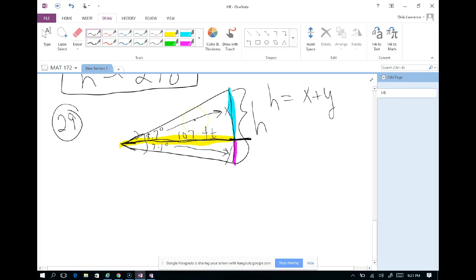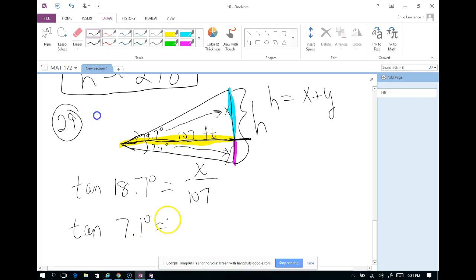So because we're working with opposite and adjacent, we're going to set up tangent. So the tangent of 18.7 degrees is opposite over adjacent. And we're going to solve that equation for x. That's going to be part of our building height. And then for the lower triangle, tangent of 7.1 degrees is y over 107. And we're going to solve that one for y, and it will give us the other part of our height. So in both of these problems, all we need to do is multiply that 107 over to get our variable isolated.